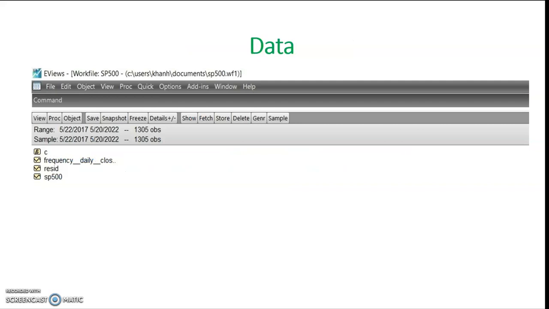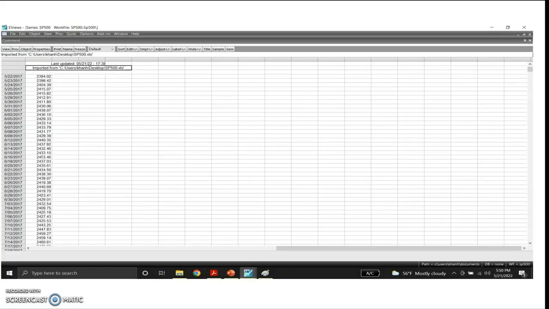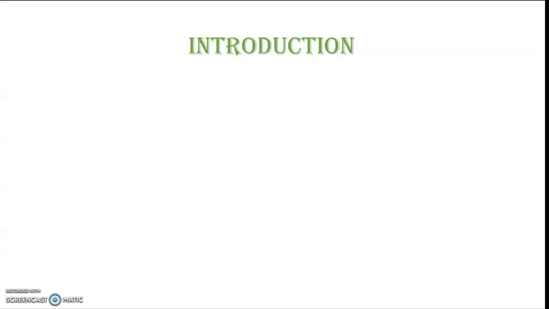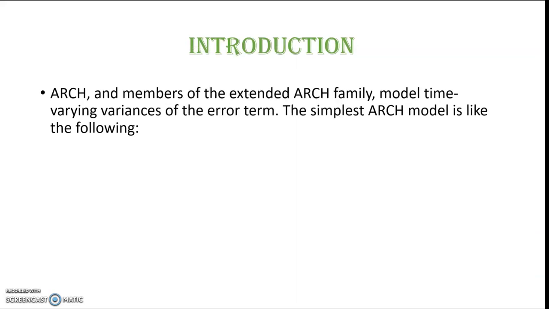I'm using this file. This is SP500, and it includes 1305 observations, and this is daily data of the volume from 22nd of May 2017 through 20th of May 2020, and this is the Excel data that I imported in EViews. So these are the various values from 22nd of May 2017 till 20th of May 2022.